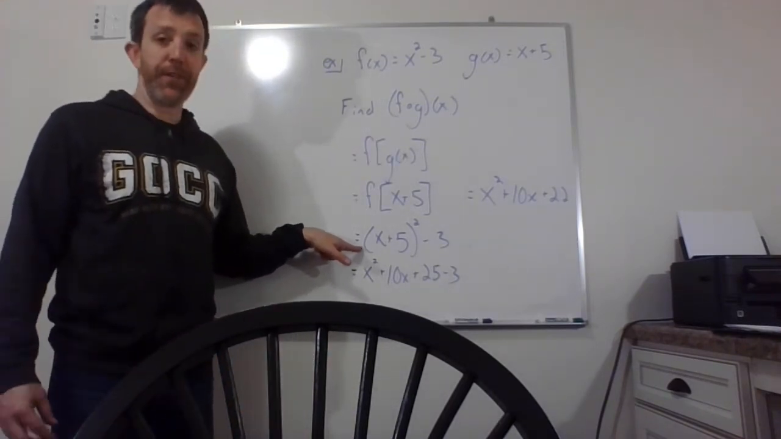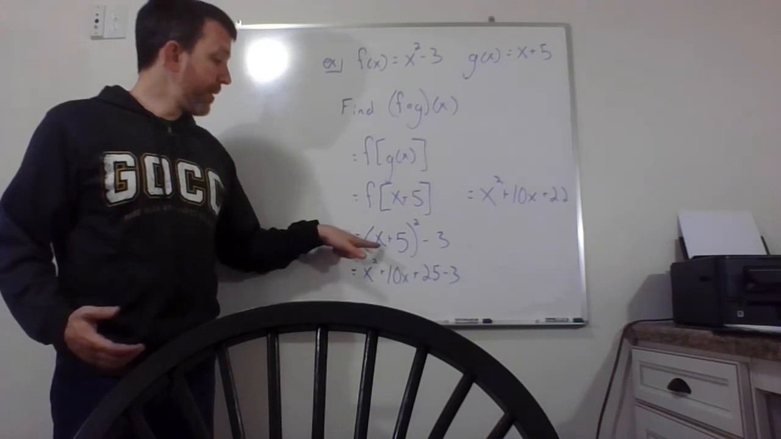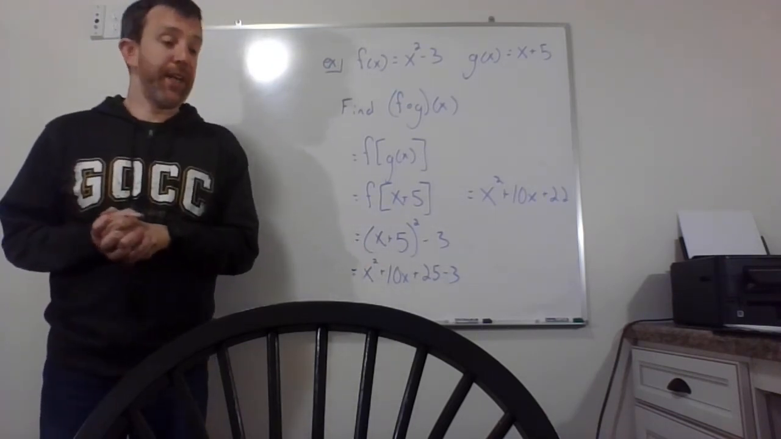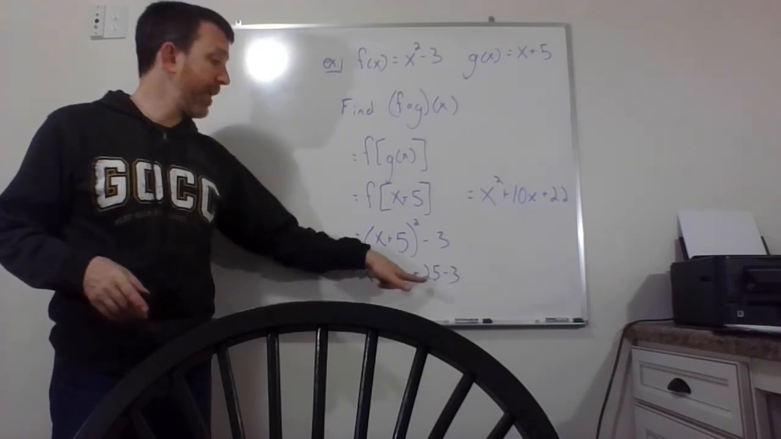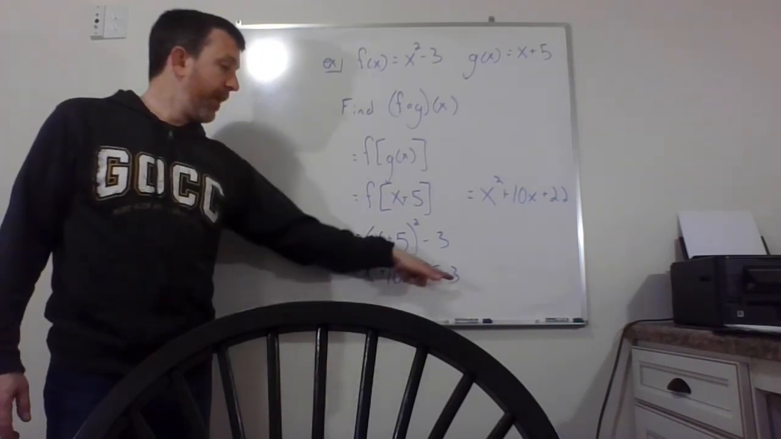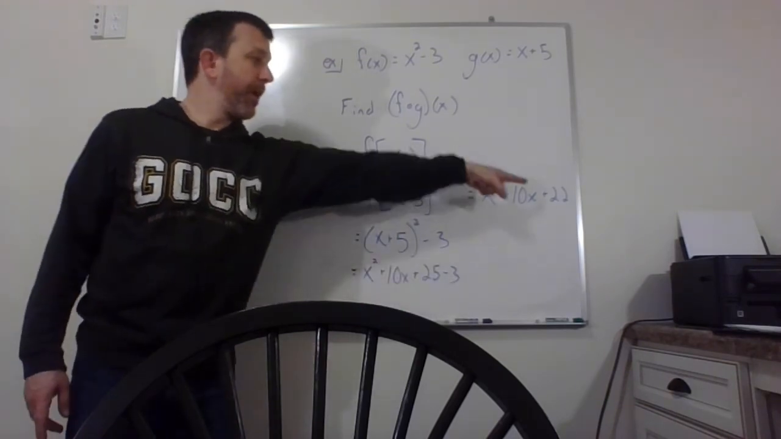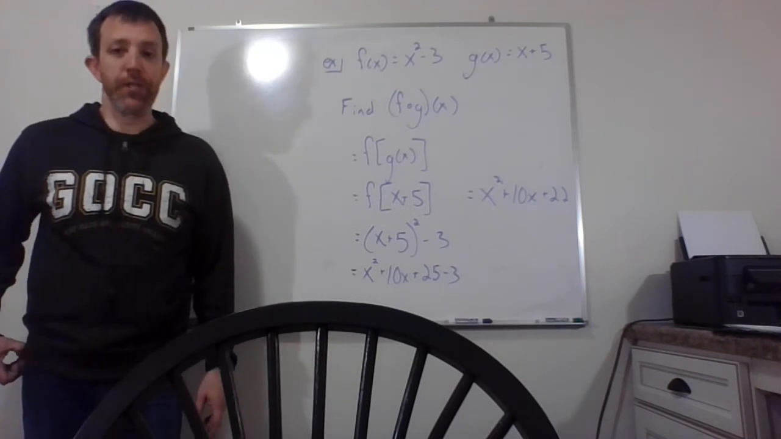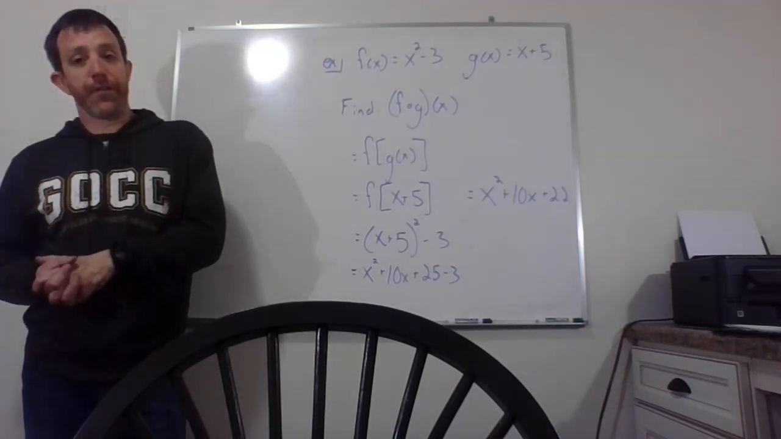I expanded my parentheses. Again, be careful. This is not going to be x squared plus 25. You do have to actually multiply this out. If you do, you get x squared plus 10x plus 25. You have that middle term. Don't lose that. So the minus 3, then I just combine my like terms, and we get x squared plus 10x plus 22. And so that's algebra of functions.